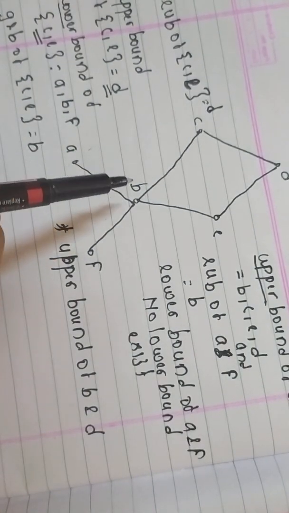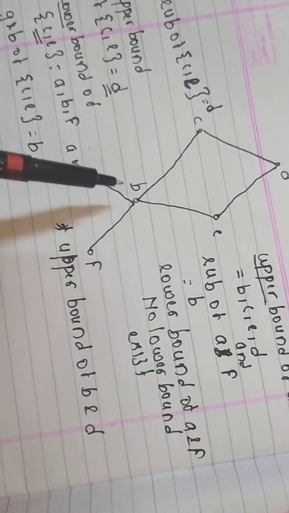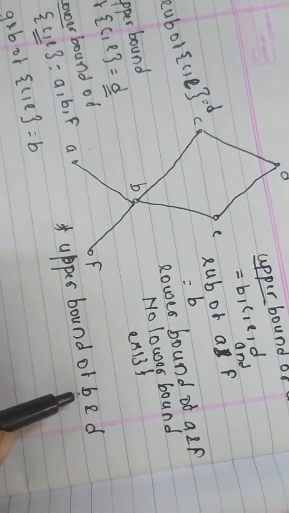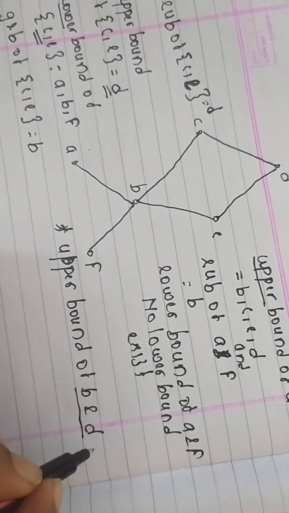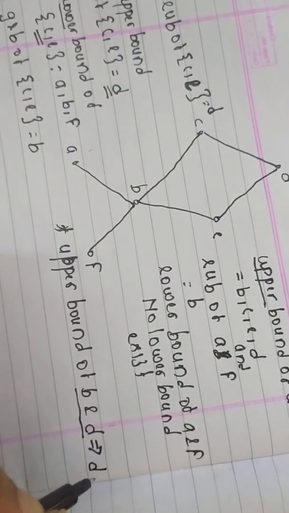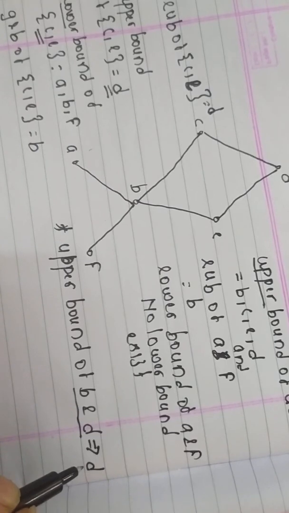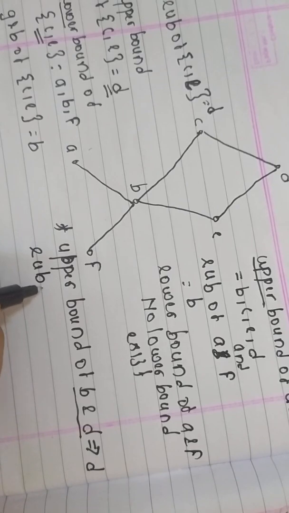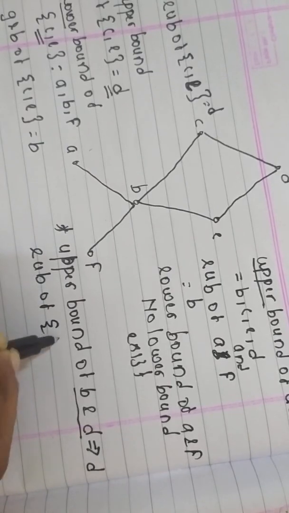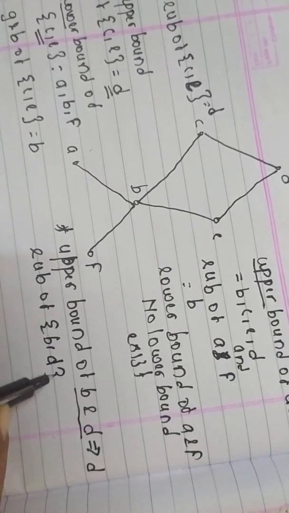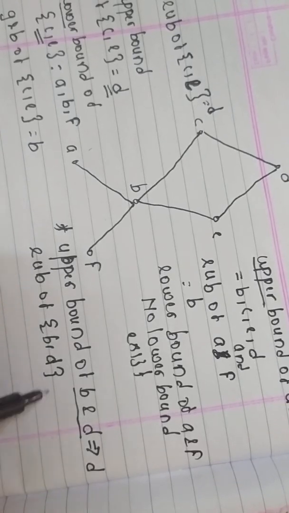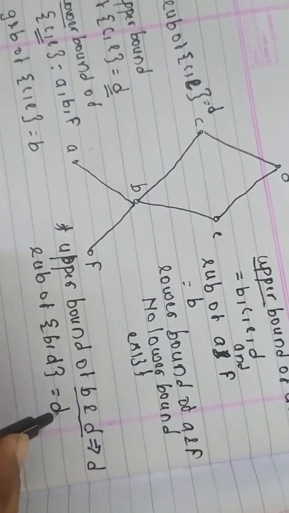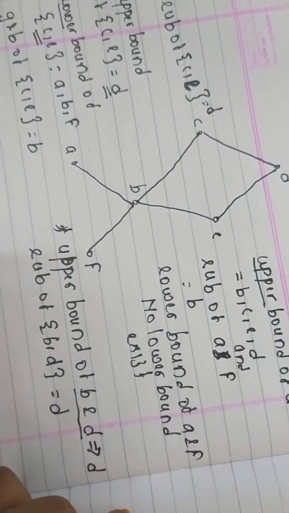See, where B is present at this position, and where D is present, D is at this position. So obviously the upper bound which is present at the top out of B and D, that is D only. So the upper bound of B and D is D. If you want to find the least upper bound of B and D, this is the upper bound. The least upper bound of B and D is D only, because they are present at two different locations.